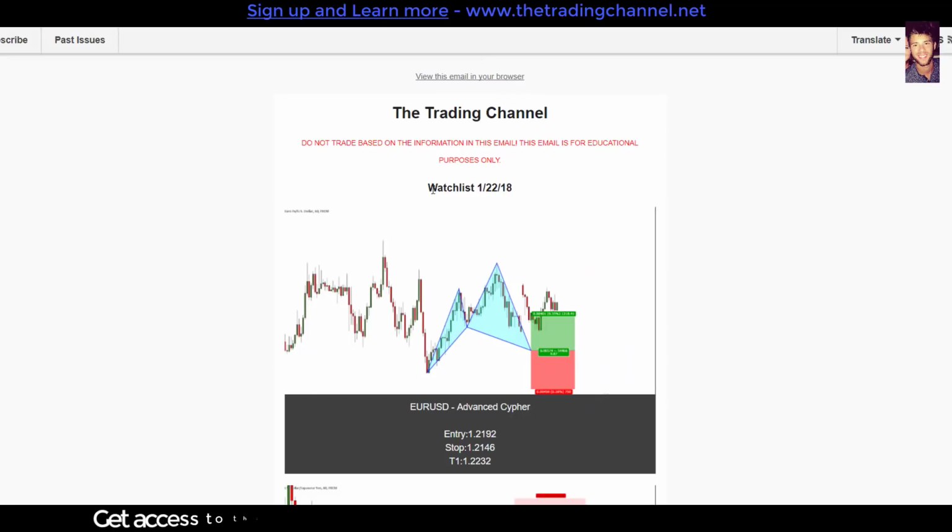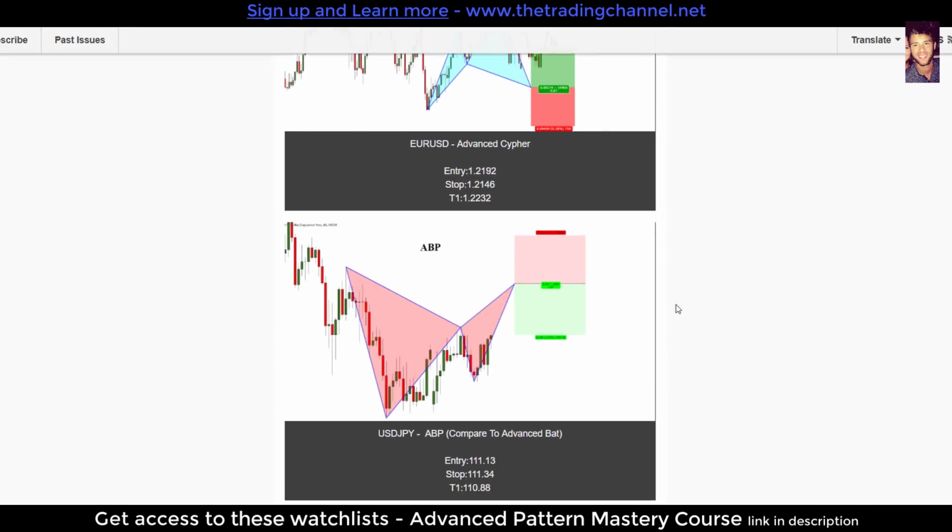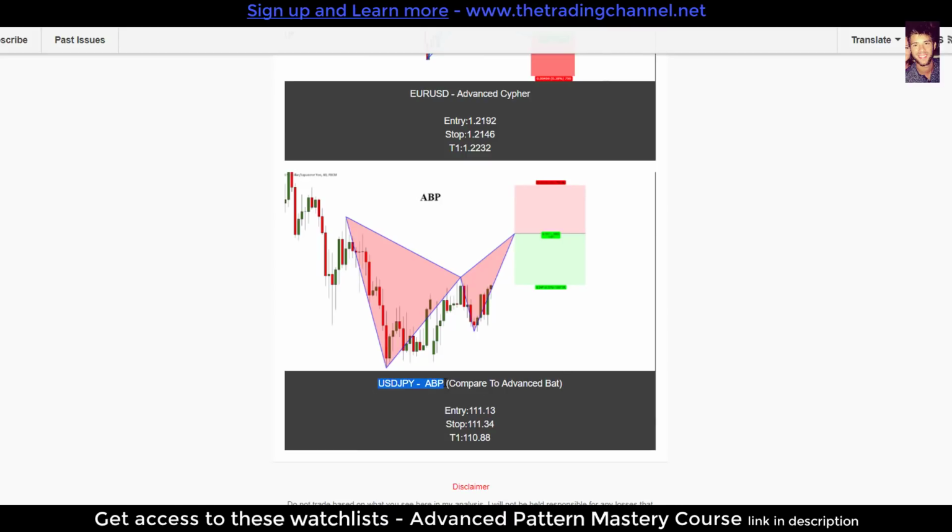So here we are on that email, and as you can see, this watch list was sent out on 1/22, which was Monday. If I scroll down here, you'll see that we have a dollar yen ABP pattern. The ABP pattern is comparable to the advanced bat because of copyright and trademark law, I'm not allowed to actually call it the bat pattern anymore. So now we call this pattern the ABP. We had an ABP coming in with an in trend pattern right here around the 111 even handle on the dollar yen. So what we'll do is go over to the chart and check that trade out.